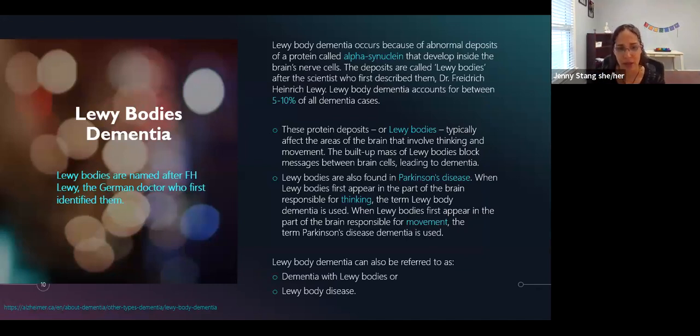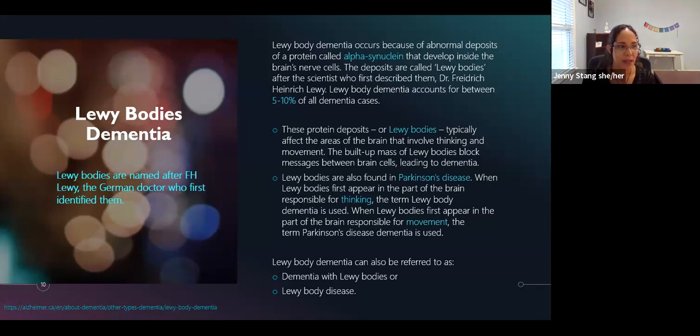Lewy bodies are named after, I'm going to say this wrong, Friedrich Heinrich Lewy, or F.H. Lewy, a German doctor who first identified them. Lewy body dementia occurs because of abnormal deposits of a protein called alpha-synuclein that develop inside the brain's nerve cells.